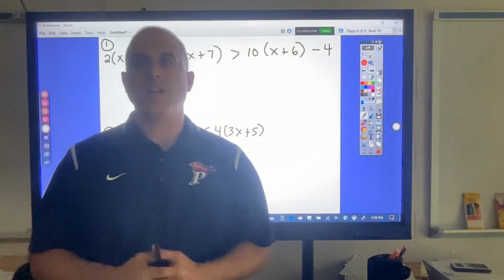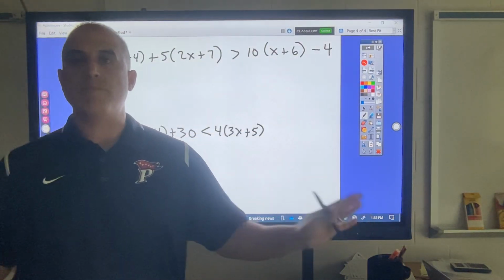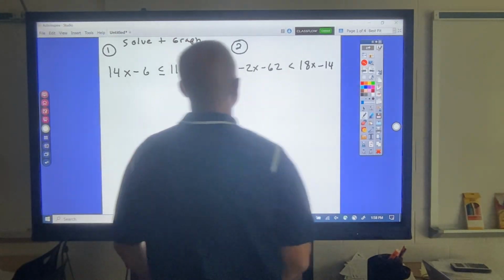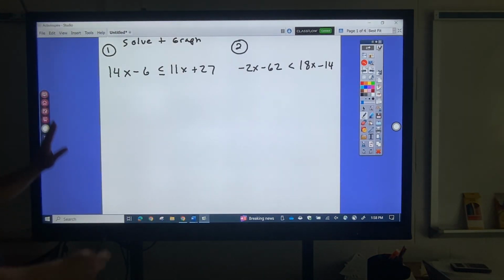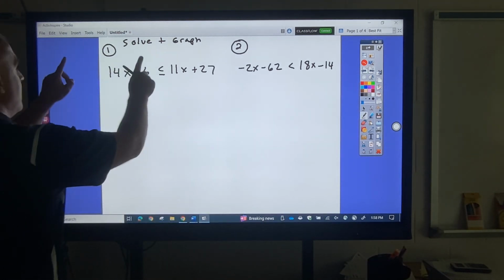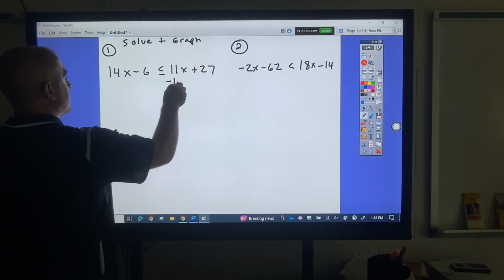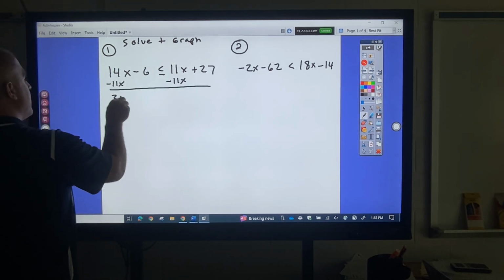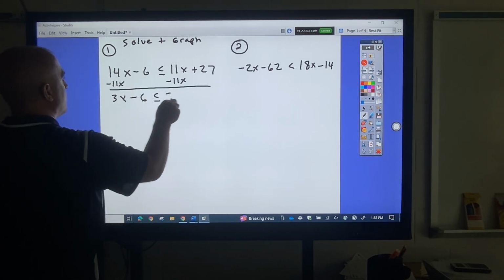Okay, this is going to be a lesson on variables on both sides and on the same side for inequalities. I'm going to start on this first page. Just like we did before, you got to identify whether you have variables on same sides or opposite sides. In this case, I have opposite sides, so I'm going to do the opposite sign. So it's 3x minus 6 less than or equal to 27.